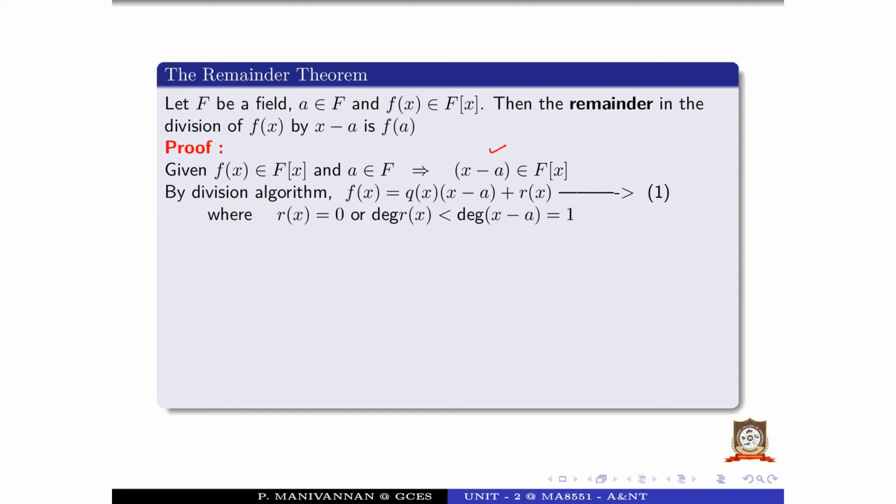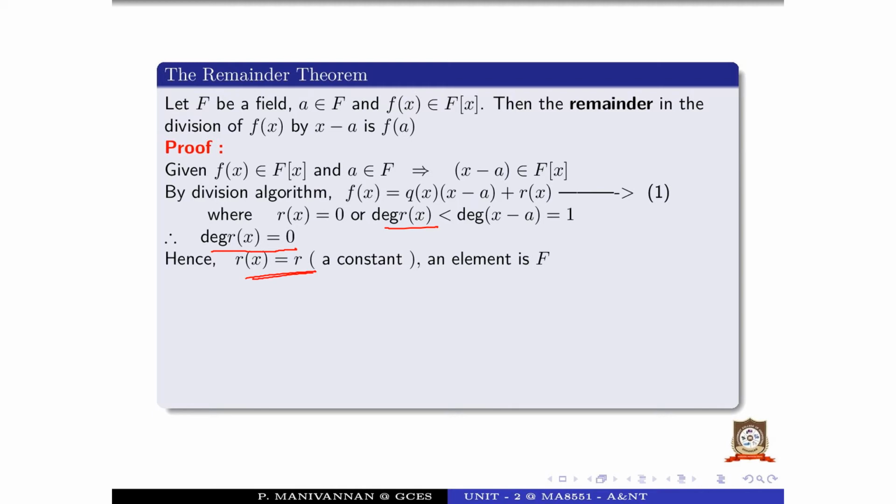By the division algorithm, f(x) = q(x)(x - a) + r(x), where r(x) = 0 or degree of r(x) is less than degree of x - a. Degree of x - a is 1. Therefore degree of r(x) = 0. Why? Degree of x - a is 1, and the degree of r(x) is less than 1, so the only possibility is degree of r(x) equal to 0. Therefore r(x) = r.